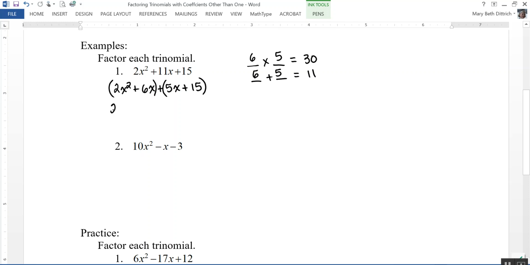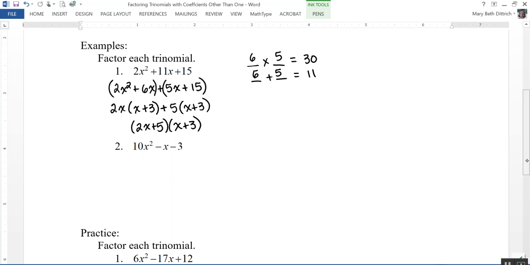So for the first one here, it's going to be 2x, and that's going to leave me with an x plus 3. And on my second set of parentheses, it's going to be a 5. And that's going to leave me with an x plus 3. And since I have this repeated factor, that's going to be the greatest common factor of each of those. So my final answer is going to be 2x plus 5 times x plus 3.